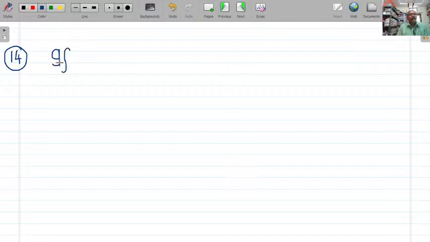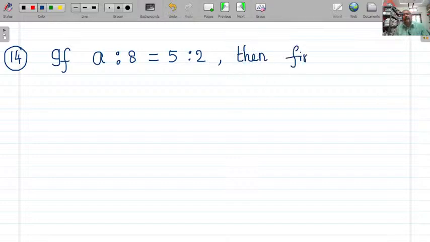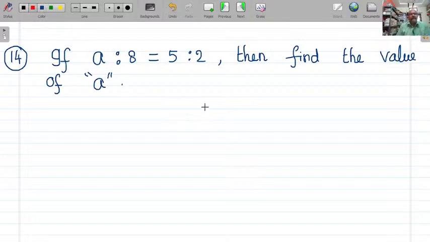If a is to 8 equals 5 is to 2, find the value of a, the unknown value. What is the value of a? With the help of options also we can solve this problem. First let us do the two methods, the first method and also the super shortcut method.